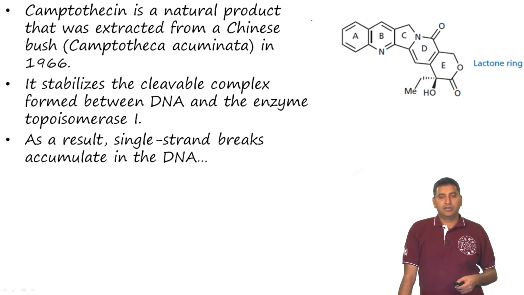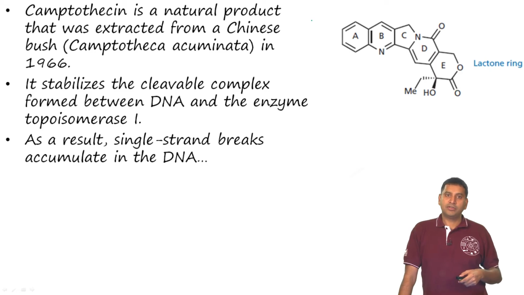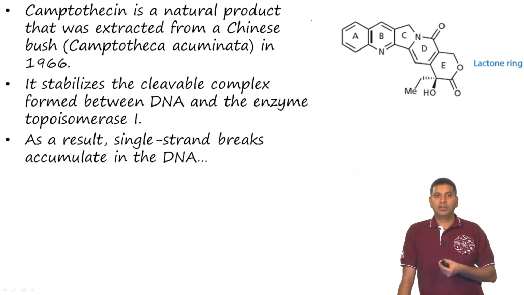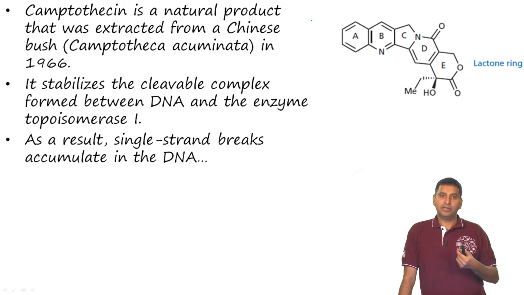The next important molecule that we would look at is Camptothecin. Camptothecin is a natural product that was extracted from the Chinese bush Camptotheca acuminata in 1966. Camptothecin stabilizes the cleavable complex that is formed between DNA and the enzyme topoisomerase 1. By doing this, it results in single strand breaks that accumulate in DNA.